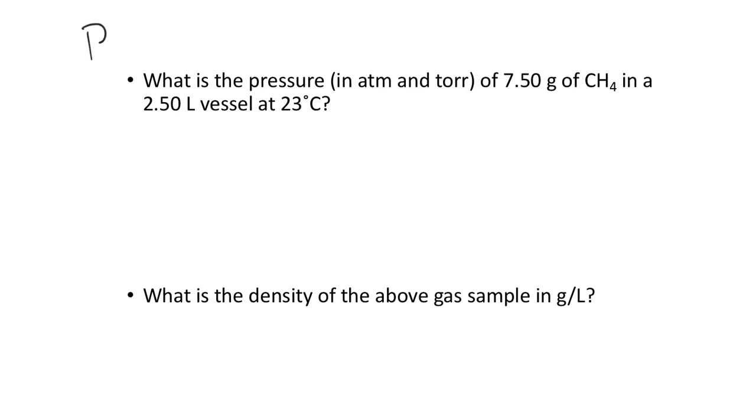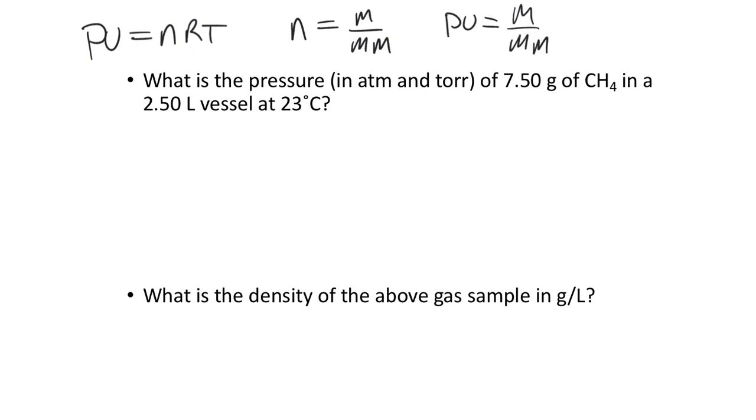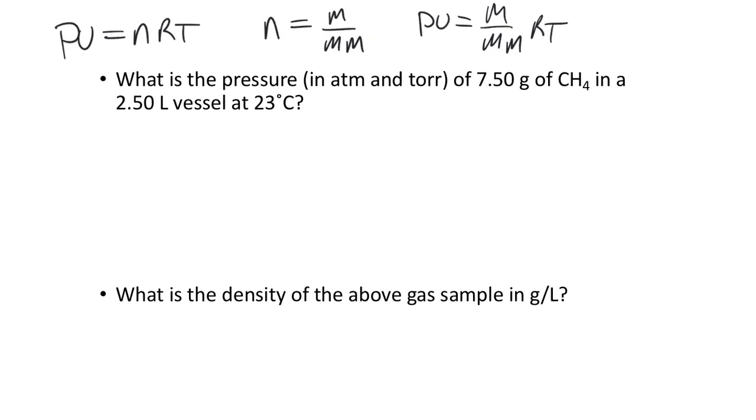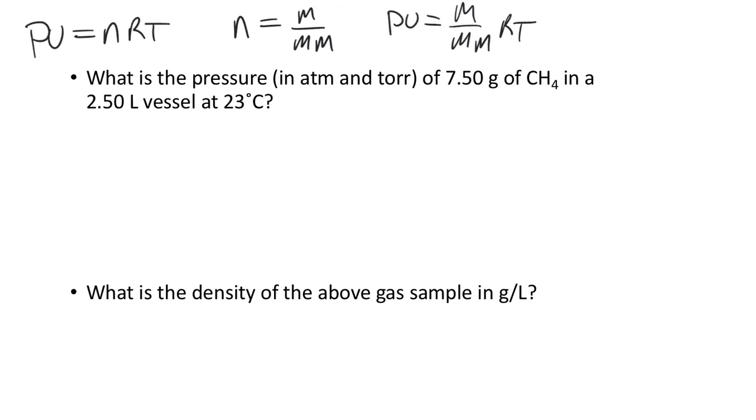So a couple equations we're working with here: PV is equal to nRT. You might remember that moles, n, is mass over molar mass. We could rewrite our PV expression as PV is equal to m over molar mass times RT. And if we do a little bit of work to rearrange, we could divide both sides by volume and multiply both sides by molar mass. So then we would have pressure times molar mass is equal to m over V times RT.